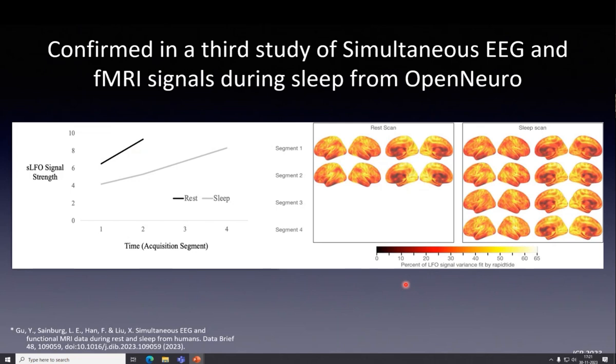So we thought we better check on some other data sets. So we tried another one. This is a data set that we found in OpenNeuro, and this has a resting state data set and a sleep data set. We see the same thing.